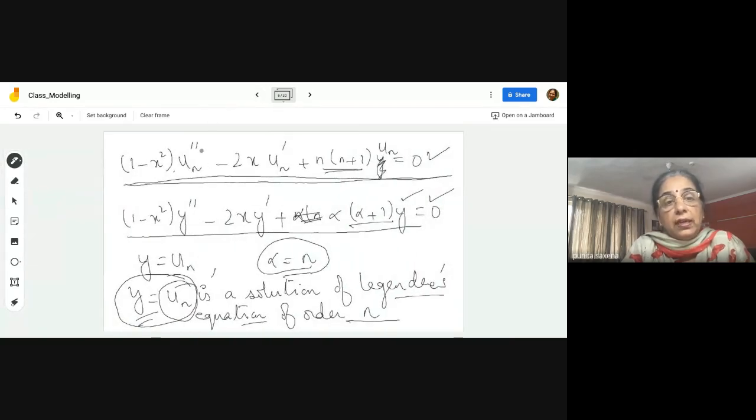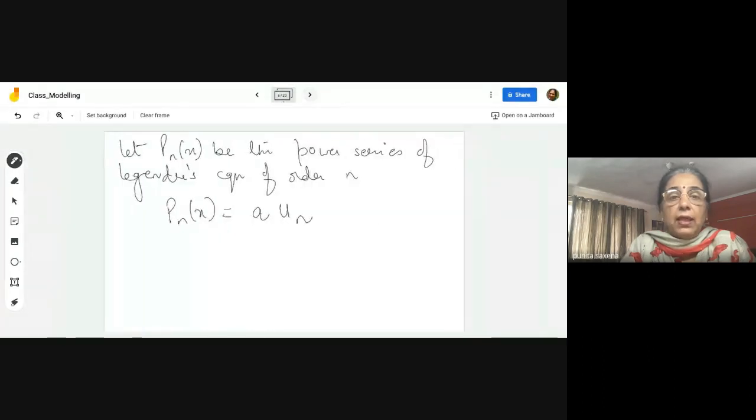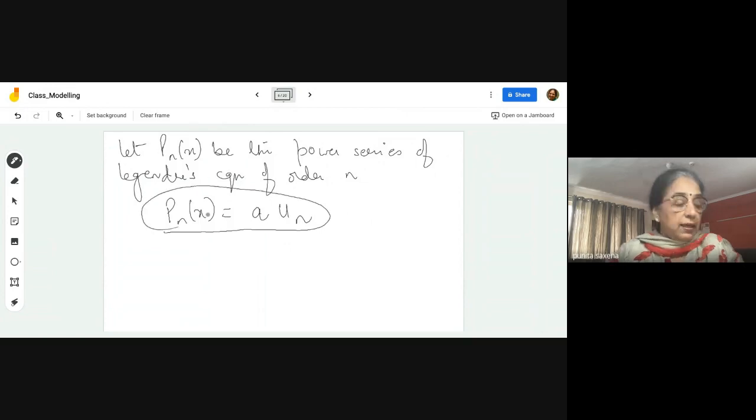y equal to un has turned out to be a solution. But what will be the general solution? Some constant into un, okay? Because I don't know, maybe un itself has two arbitrary constants, but to be doubly sure, I'm taking another constant with that, and I'm writing my Pn(x), which is the power series solution, in terms of a and un. Is this clear?